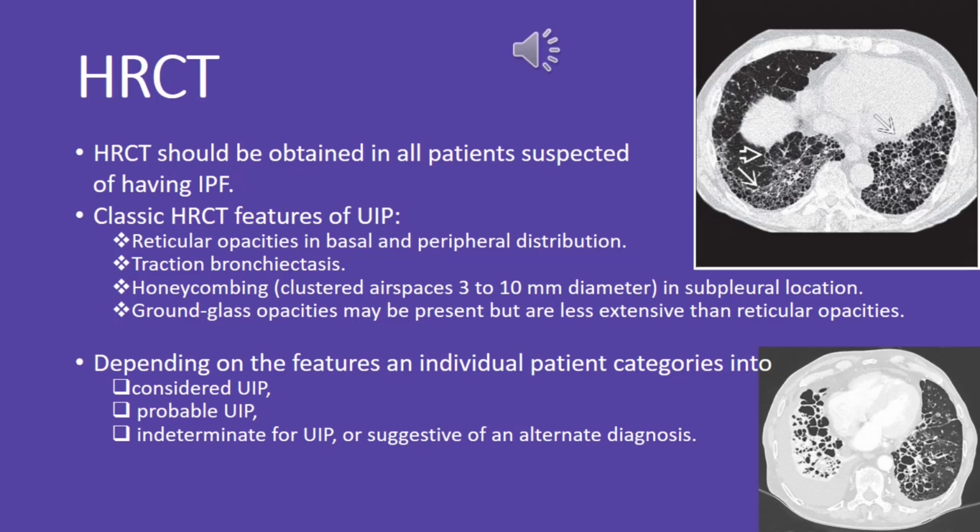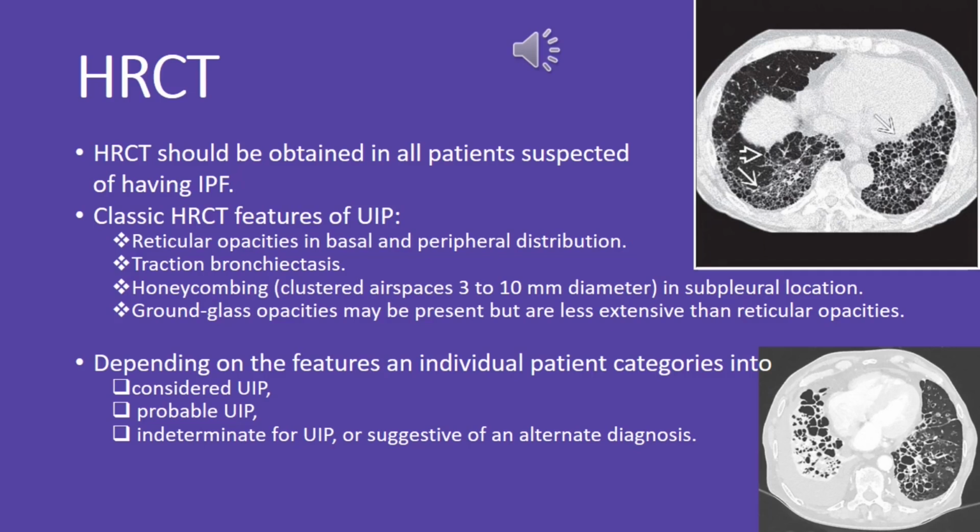In IPF, HRCT features should align with those of usual interstitial pneumonia, or UIP. Classic HRCT features of UIP include reticular opacities, which appear as a network of lines or streaks, typically in a basal and peripheral distribution. Traction bronchiectasis, characterized by dilated and thickened bronchi due to fibrosis. Honeycombing, which consists of clustered air spaces ranging from 3 to 10 mm in diameter, often in a subpleural location. Ground glass opacities may also be present, but are usually less extensive than reticular opacities.